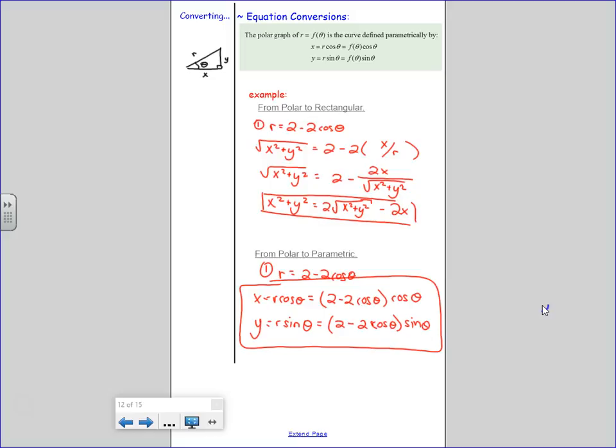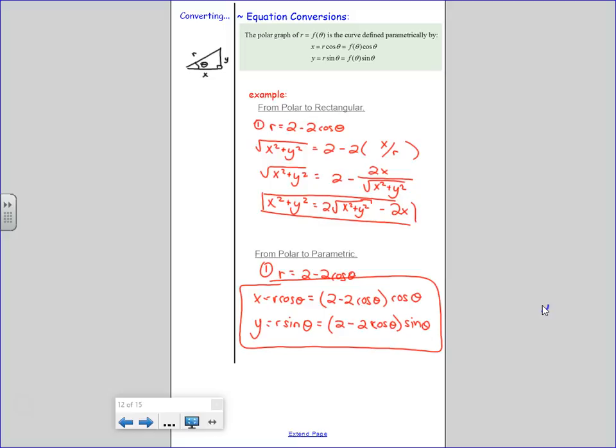Let's just say going from polar to parametric is what allows us to take derivatives and find slopes of tangents to parametric curves. Sorry, slopes of tangents to polar curves. I said that incorrectly.